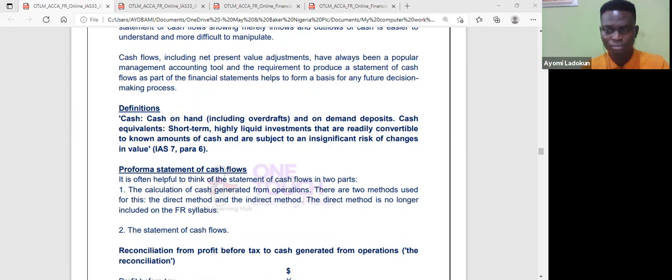Sorry, that's what the examiner is going to really capitalize on, okay? And we also said cash is cash on hand, including overdrafts and demand deposits. Of course, cash equivalents are short-term, highly liquid investments that are readily convertible to a known amount of cash and are subject to an insignificant risk of changes in value.